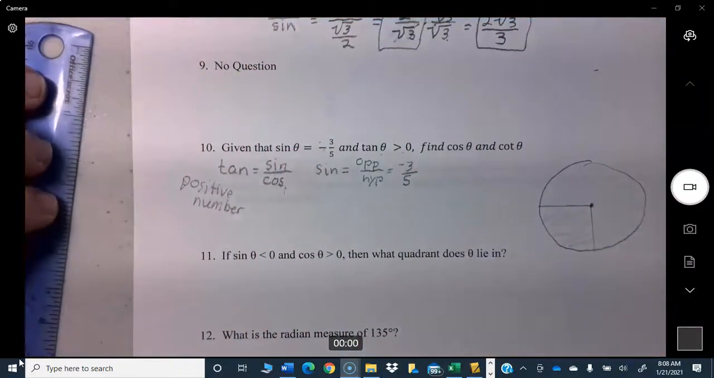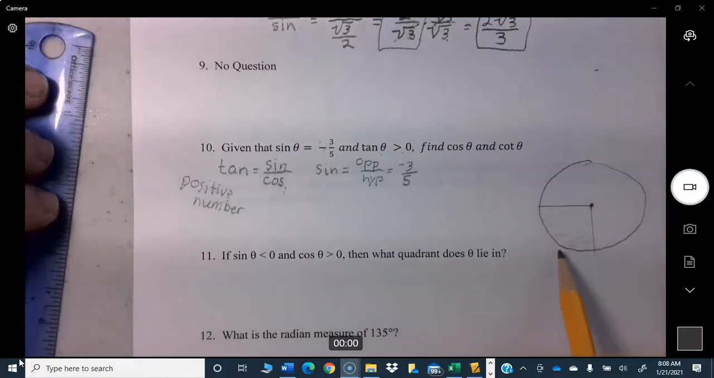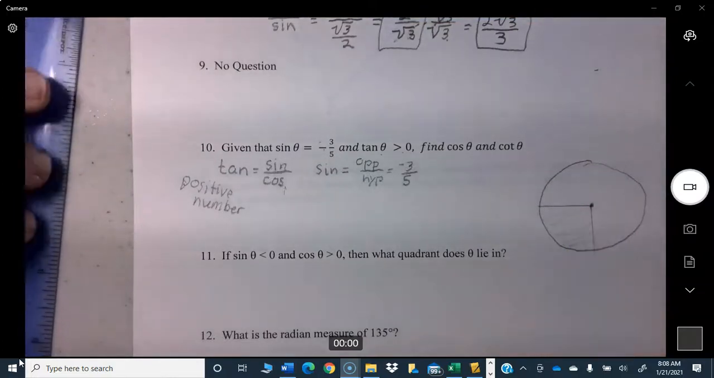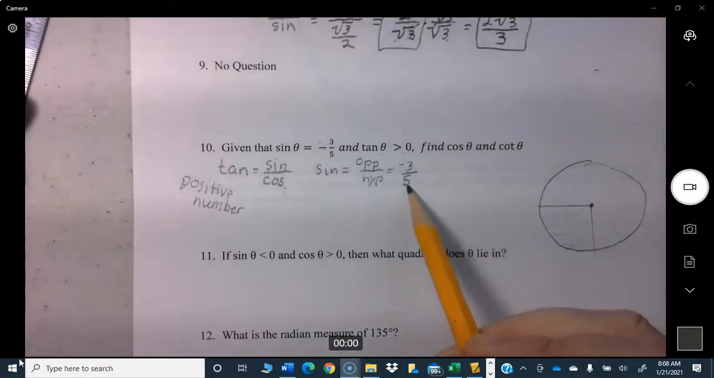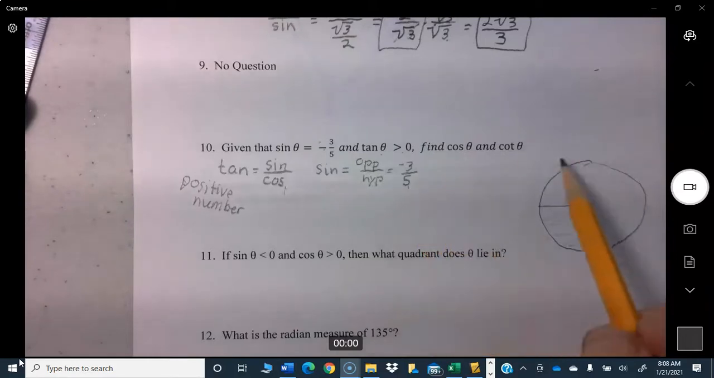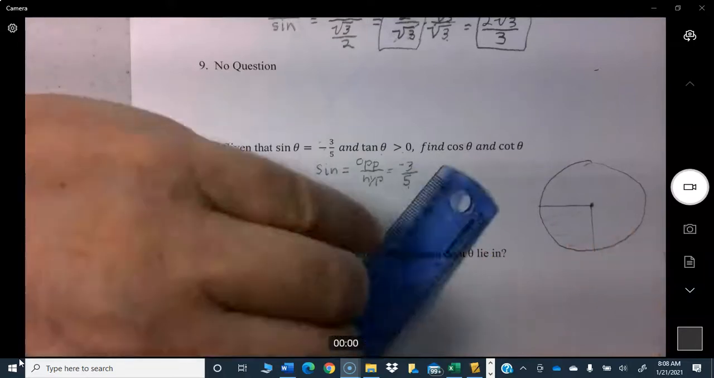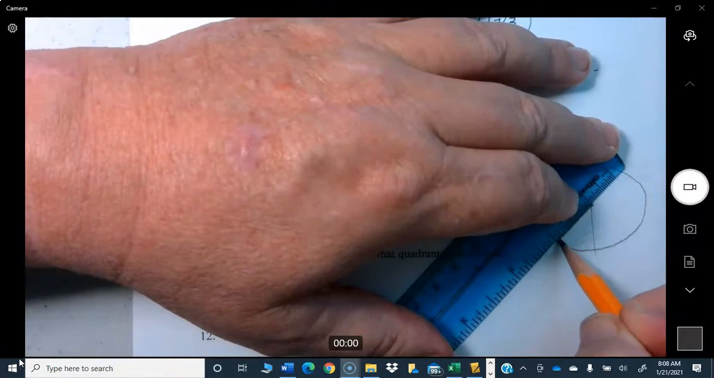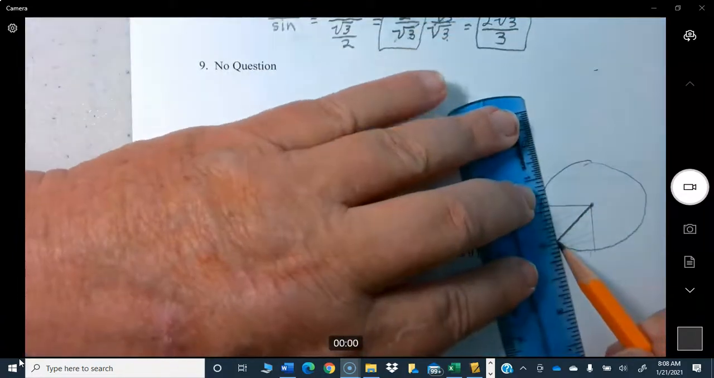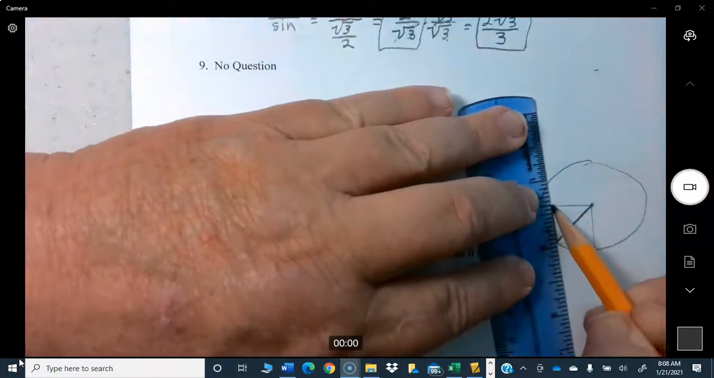That whole thing's going to fall in there, because a negative cosine would get you back here, and a negative sine would go down. So it's going to be somewhere in there. All right, we know that the tangent has to be a positive number. Because a squared plus b squared equals c squared, and that means c squared's got to be a positive number. So we're just going to draw a line here. It doesn't really matter where. And we're going to make a triangle.